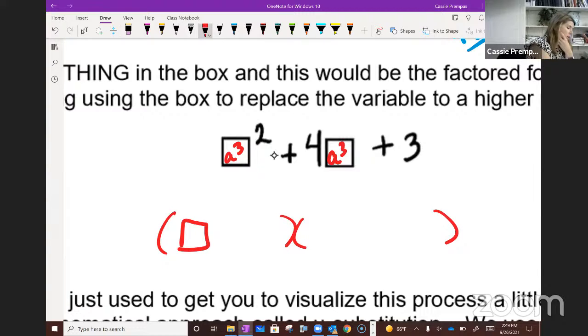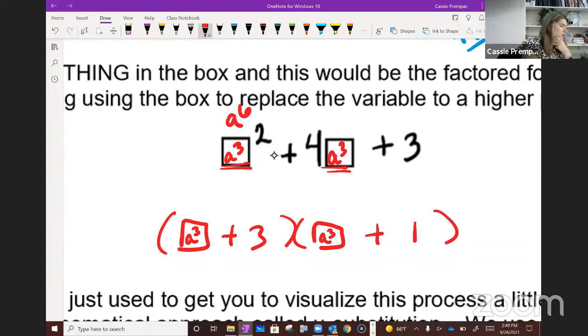So is it a to the 3rd? Well, what would this look like if it was a mathematical expression that came to you? What is a cubed squared? It's a to the 6th. Oh, okay. So what this is illustrating is as long as you have an a cubed here and an a cubed here, then you can break that down to a box plus 3 times a box plus 1, or in this case, a cubed plus 3 times a cubed plus 1.